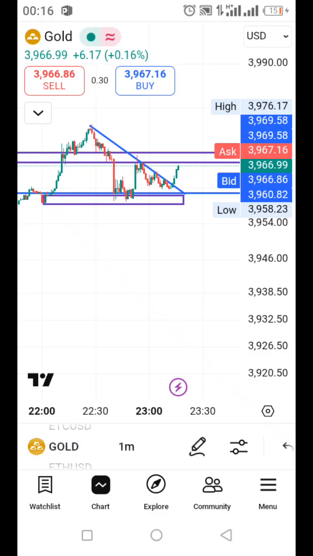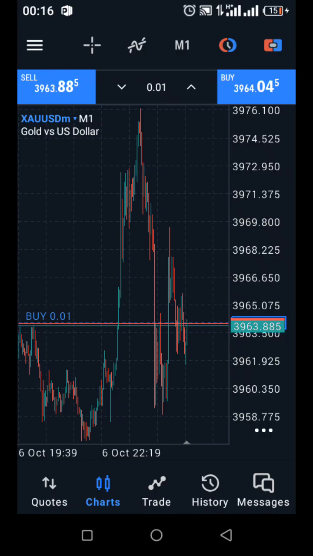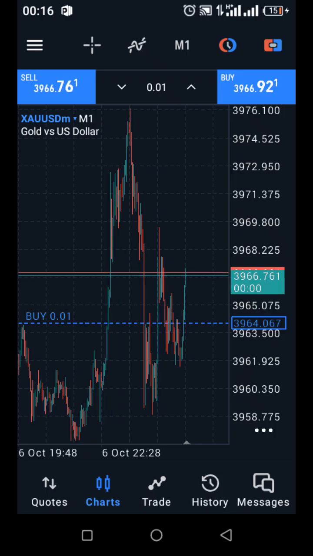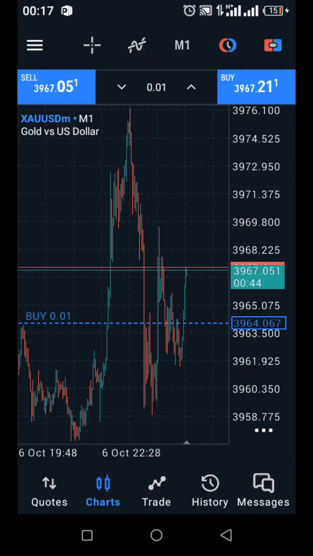You see what is happening? You see, I took a buy trade. Are you seeing, guys? I'm in $2.7. Although I use a small lot size so that I will not lose big money. Are you seeing what is happening?